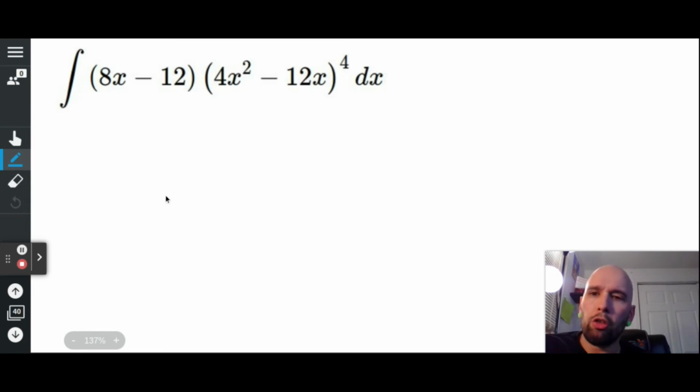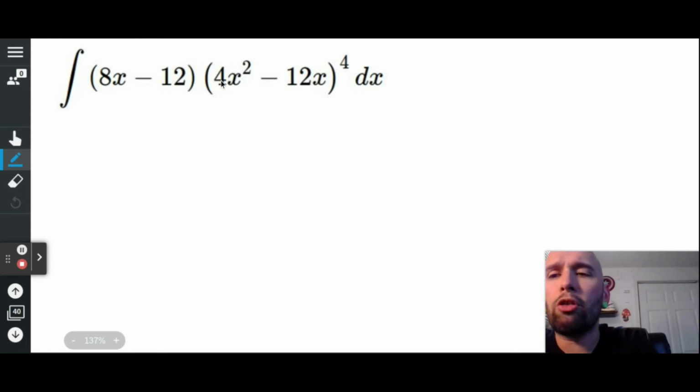So I really have two options, 8x minus 12 or 4x squared minus 12x. If I took the derivative of this one, it would be just 8, but I don't have a just 8 floating around. If I took the derivative of this one, I would get 8x minus 12. How about that? It also shows that this is living inside of a parentheses with a 4 attached. So once again, what appears to be a chain rule looking type problem is where I pull my u from.